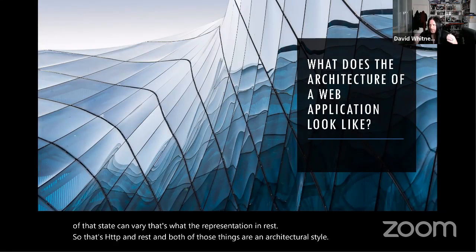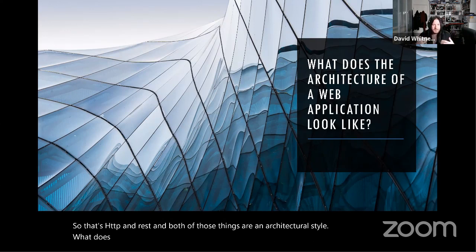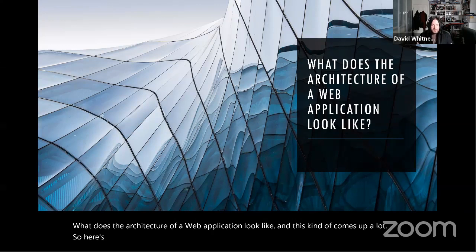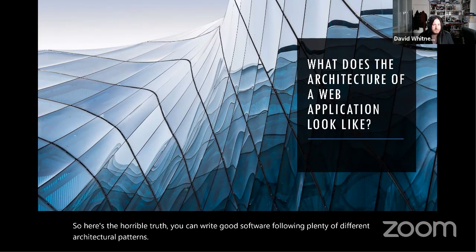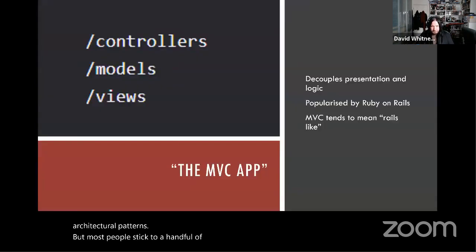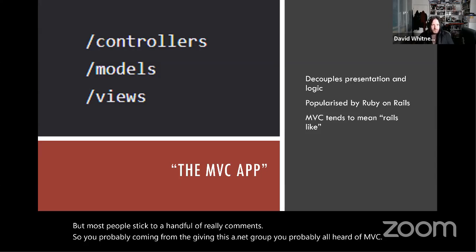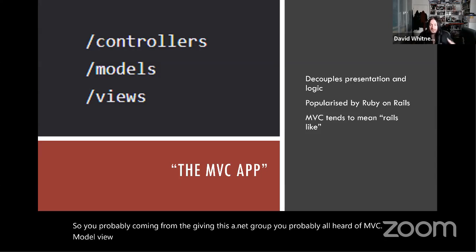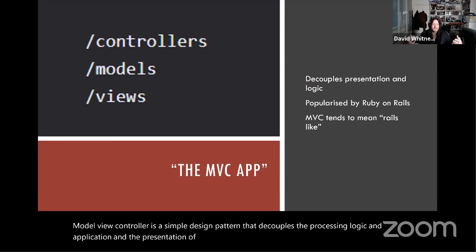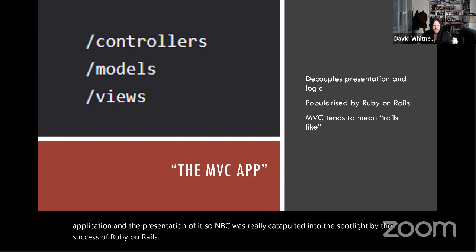So what does the architecture of a web application look like? And this kind of comes up a lot. So here's the horrible truth. You can write good software following plenty of different architectural patterns, but most people stick to a handful of really, really common ones. Given this is a .NET group, you've probably all heard of MVC, Model View Controller. It's a simple design pattern that decouples the processing logic of an application and the presentation of it. MVC was really catapulted into the spotlight by the success of Ruby on Rails, ironically, although the pattern itself is a couple of decades older.